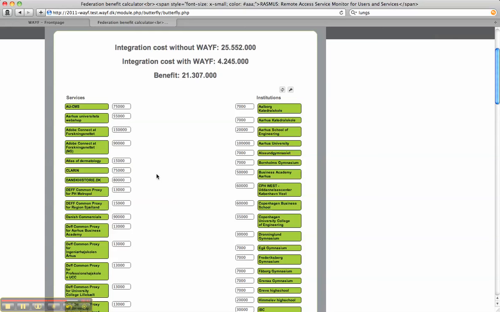So in principle, one of the main benefits of the federation is, of course, that we can minimize the integration cost and thereby get a higher number of services available for the IDPs and thereby also for the users. So this is not cost saving, but this is enabling many services for the users and many users for the services.